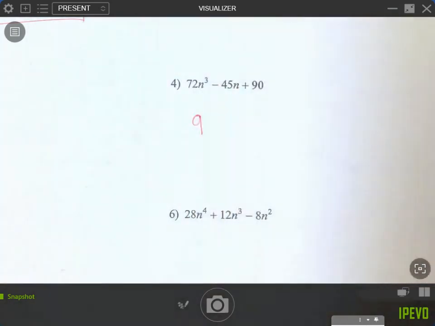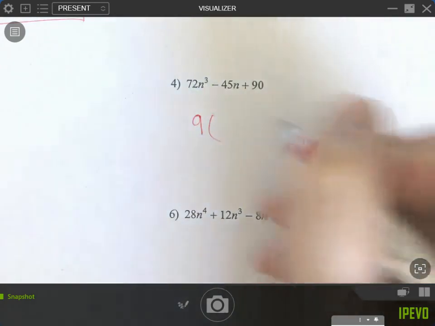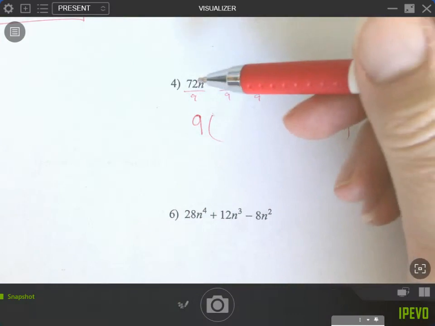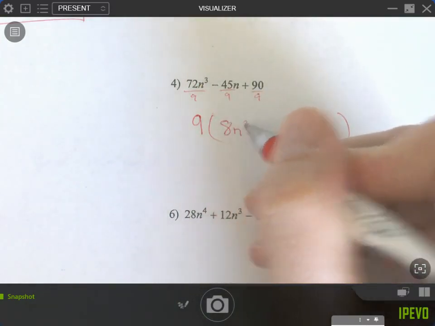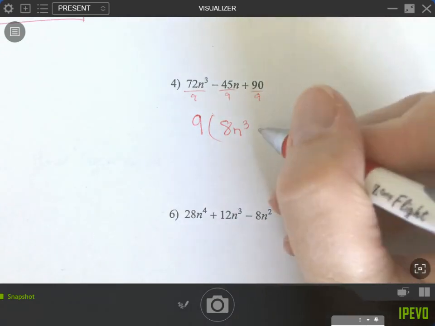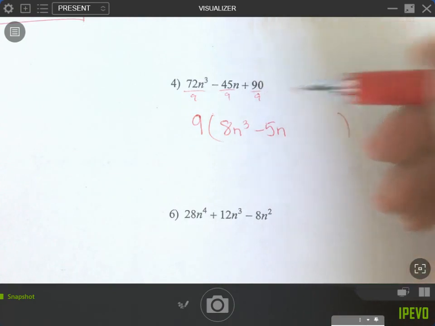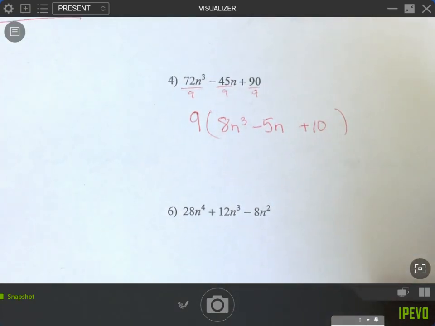Can I take out an n? No, I cannot take out an n. So just a 9. Again, if it helps you, show each piece divided by 9. This way it helps me with my signs too. 72 divided by 9? 8 into the third. Negative 45 divided by 9? Negative 5. Negative 5 with an n. And then 90 divided by 9? Positive 10. My problem is some of us are doing things too fast. We're missing signs. There were no variables here, but variables were a big problem.